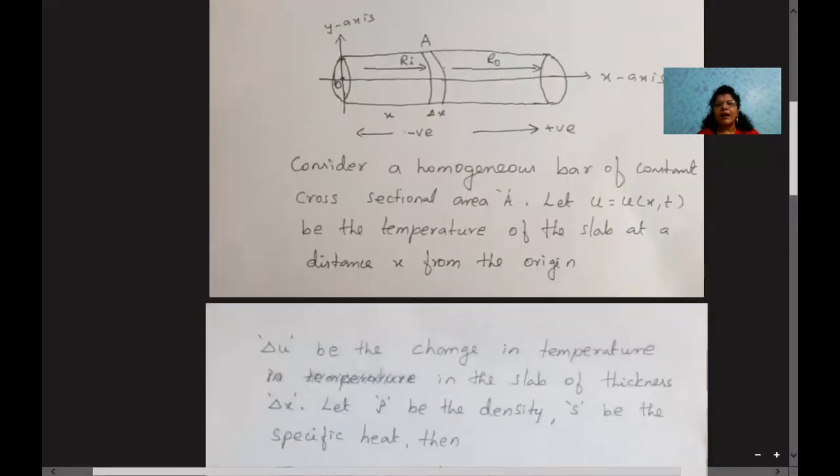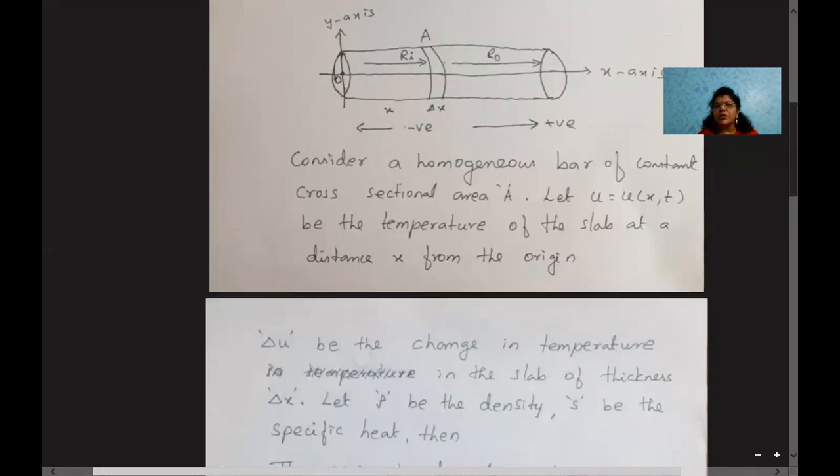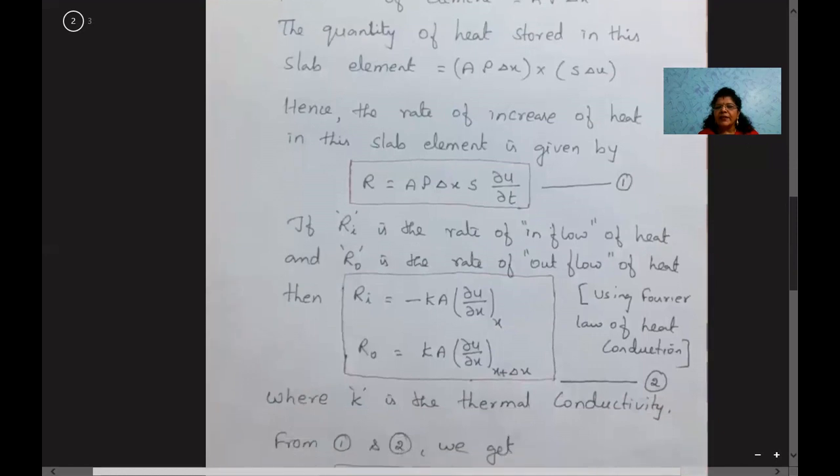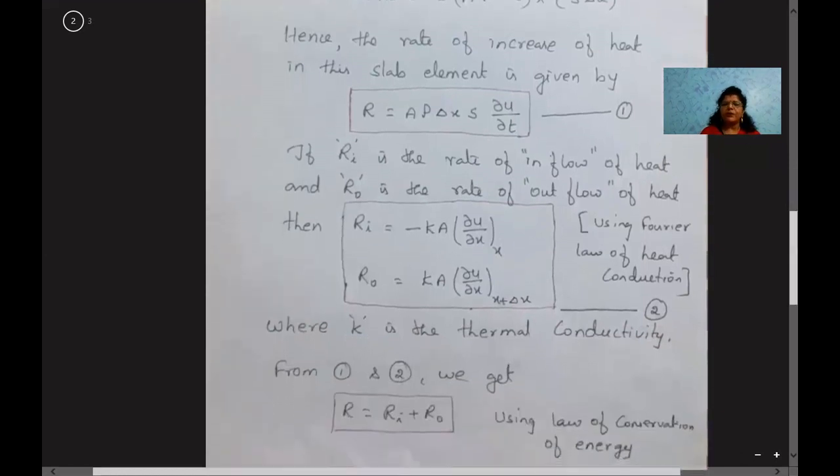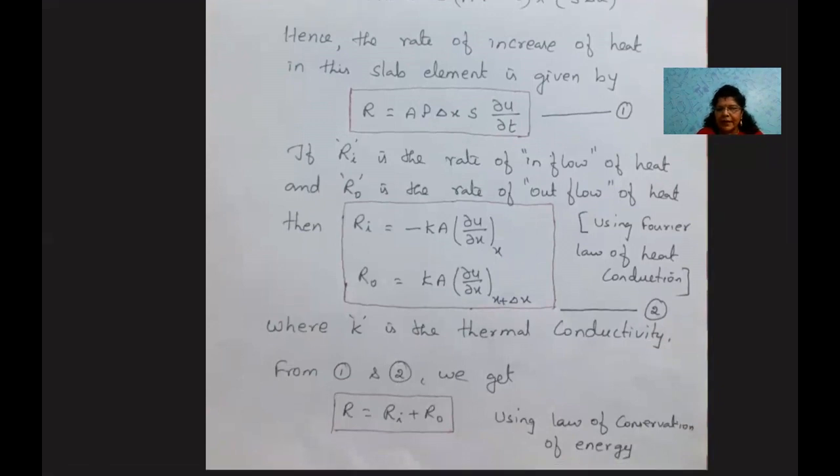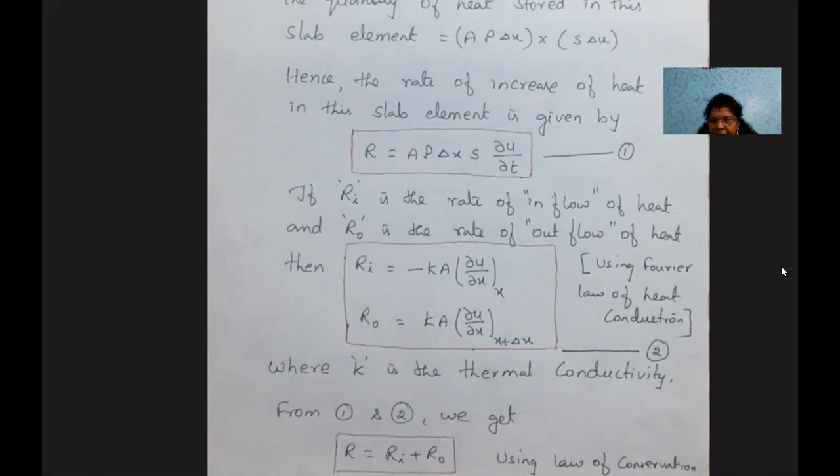Here, see that Ri is inflow and Ro is outflow. Ri you will be getting negative, Ro you will be getting positive. So using this, using the Fourier law of heat conduction. What is the Fourier law of heat conduction? The rate of heat transfer through a material is proportional to the negative gradient in the temperature and to the area. That is the Fourier law of heat conduction.